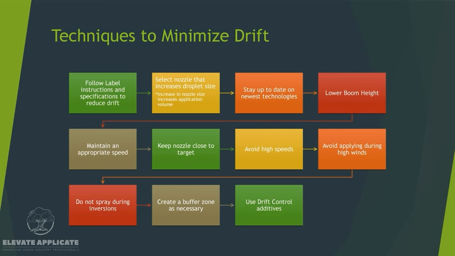Create a buffer zone as necessary. Maybe you're doing an application and a neighbor's lawn is right next door. Leave a buffer line saying, hey, we don't want to apply pesticides on their property. They don't want pesticides, so we're going to leave a buffer. And then lastly, use drift control additives.